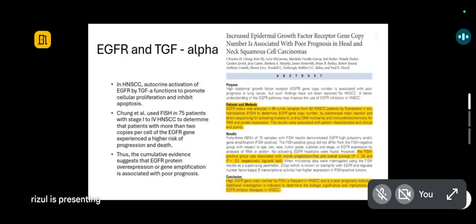Then another expression is EGFR and TGF alpha. In head and neck cancers, autocrine activation of EGFR by TGF alpha promotes cellular proliferation and inhibits apoptosis. There was one study by Chung et al. which used the FISH technique in 75 patients with stage 1 to 4 to determine that patients with more than 2 copies per cell of EGFR experience a high risk of progression and death. Thus, the cumulative evidence suggests that EGFR protein overexpression or gene amplification is associated with poor prognosis.